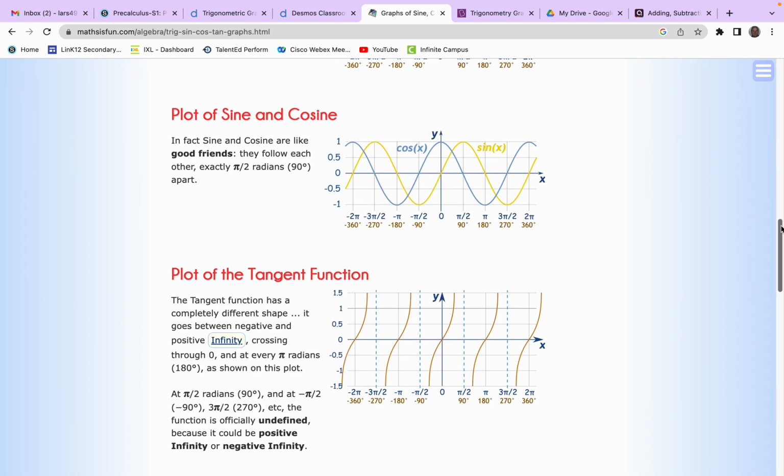Tangent is sine over cosine. We end up getting some asymptotes, which are these dotted lines, which means it'll never cross. And it repeats. So the period of a tangent graph is every pi units. From negative 3 pi over 2 to negative pi over 2, or from negative pi over 2 to positive pi over 2. That's 1 pi, or 180 degrees, before it repeats.